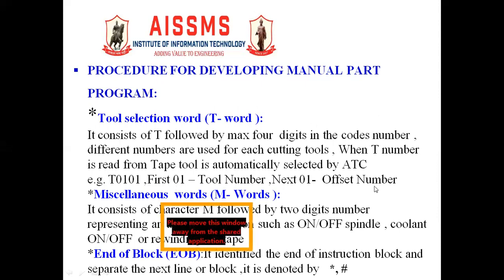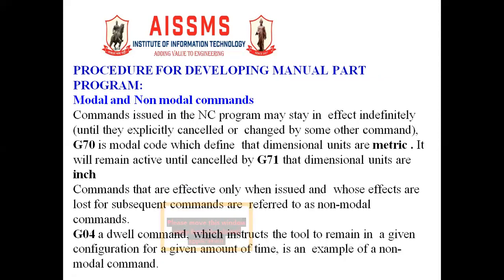Then the miscellaneous word. The miscellaneous word is the character M followed by a 2-digit number. Generally, miscellaneous means, for example, spindle on or spindle off, coolant on or coolant off. Next, the end of block is generally denoted by star or hash. Then G70 and G71 are generally used for metric, G70 for inches, and G04 is generally used for the dwell command. All are modal and non-modal commands.